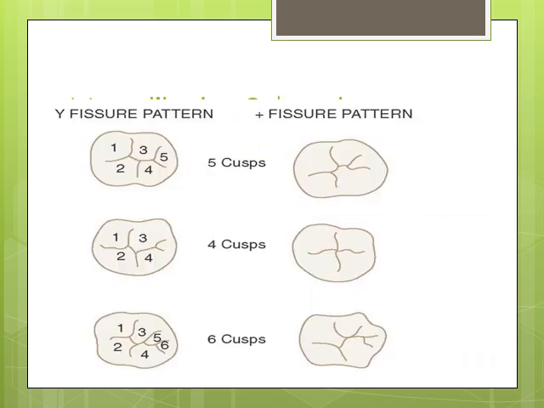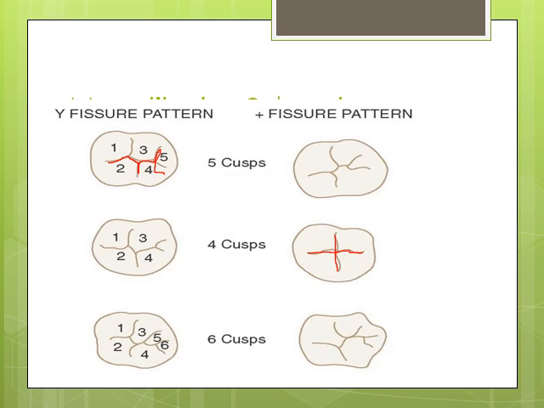As the cusps vary, there are different groove and fissure patterns present in the mandibular third molars. Where there is an odd number of cusps, there is a different type of groove pattern, like a zigzag pattern. You can see here this is a different groove pattern, and in the four-cusp type we have the same pattern as the second molar, that is a plus-shaped groove pattern.